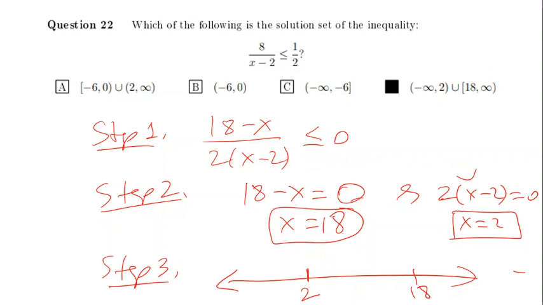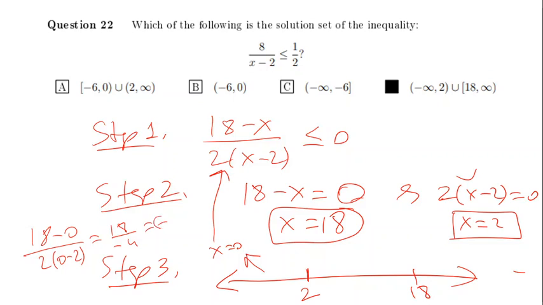Okay, take this value. I will say take 0 here, x equal to 0, and you will put it here. So when you put it here, 18 minus 0, 2 times 0 minus 2, which makes 18 over minus 4, which makes my minus value. So you take minus here.